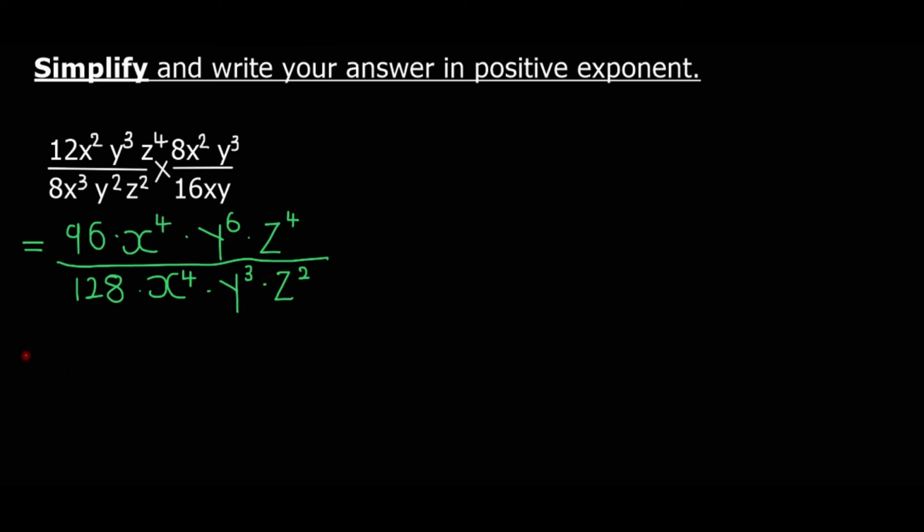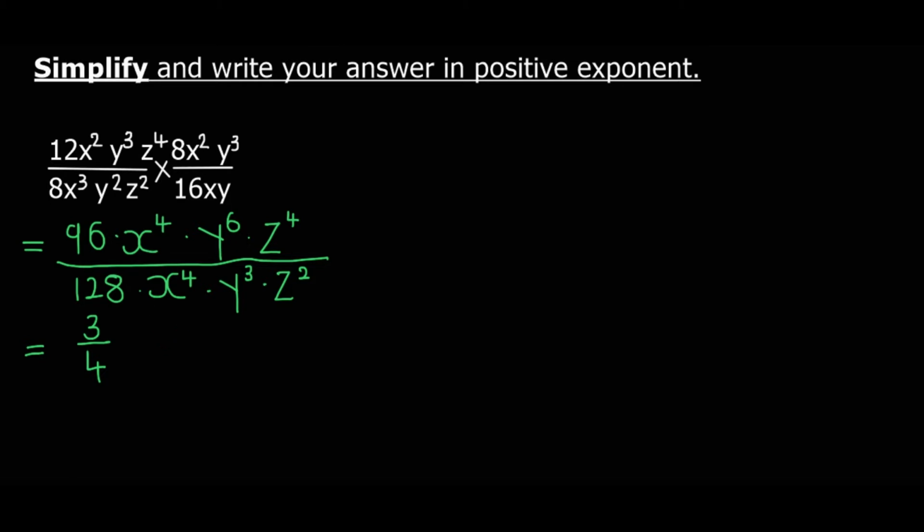And then from this step, we use another law, the law for division. When we divide and the bases are the same, we take the exponent of the numerator minus the exponent of the denominator. But before we apply this law, we first divide the numbers. So we have 96 and 128. This means 96 divided by 128, which is 3 over 4. And then from here, apply that law.